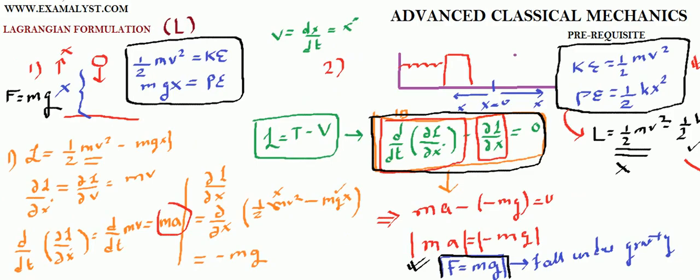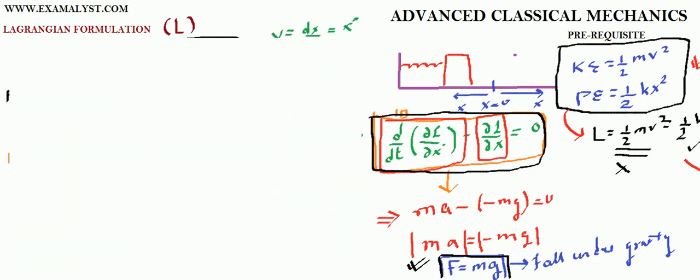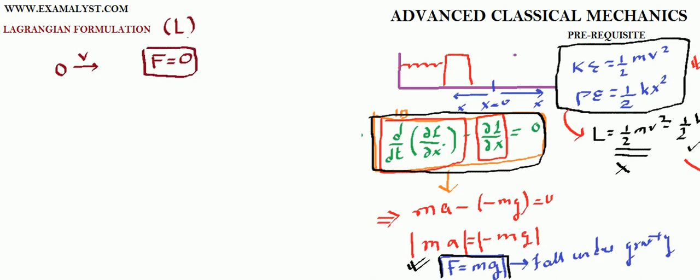In the third example, we'll consider a free object. So can you tell me, if a ball is moving at a velocity v, then what is the force acting? Remember, we already discussed, if an object moves at a constant velocity, the force is 0. Let us see if the Lagrangian says the same thing.